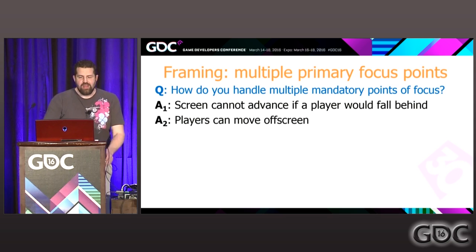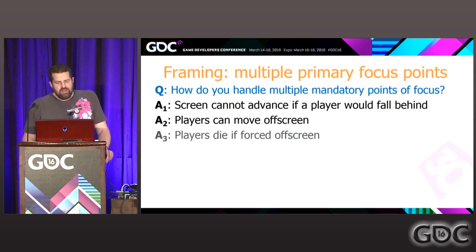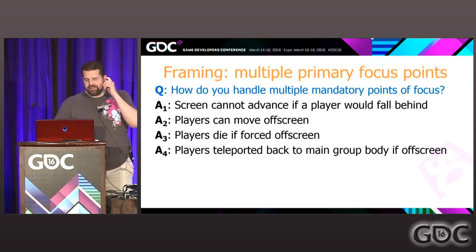The screen can't move. We could say the players can move off screen. That's a terrible idea, right? Because then you don't know where you are. We could say players could die if they're forced off screen. That can be kind of dickish. But in a competitive game, maybe that could be cool, a strategic thing. We could teleport you back up to the group, which is probably what we'd do if we killed you also.